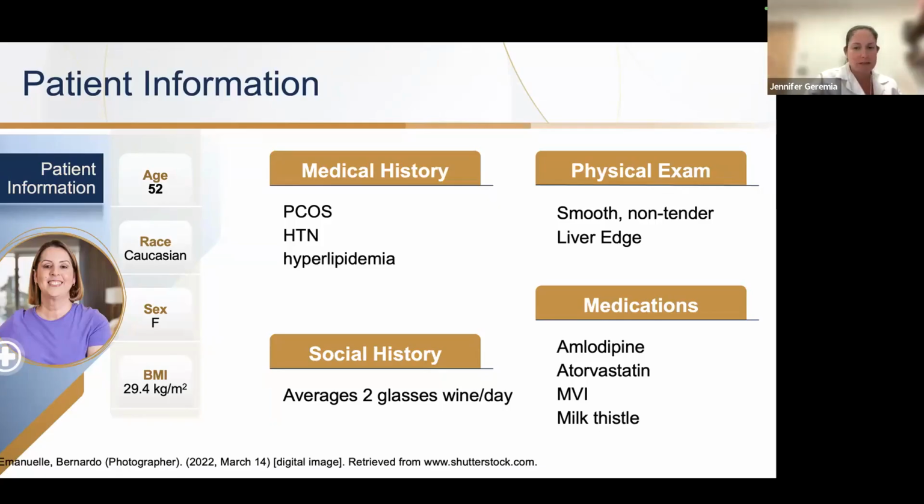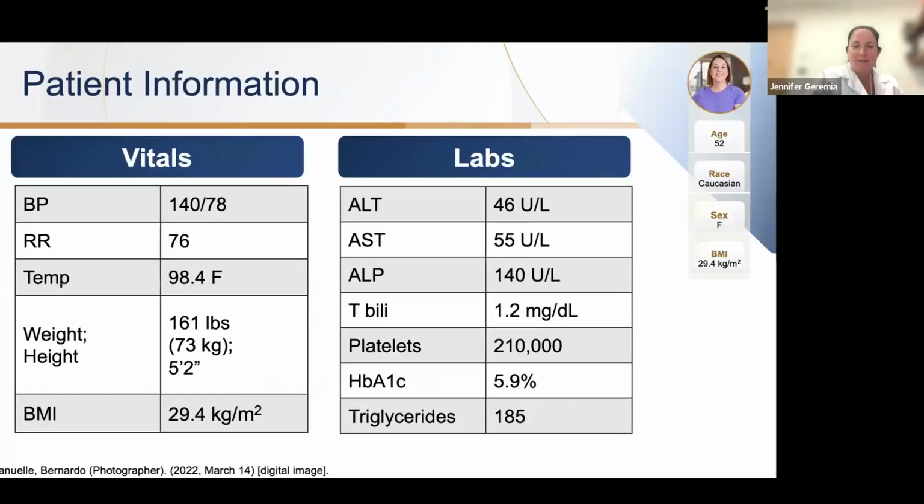Medications include antihypertensives, anti-lipidemics, a multivitamin, and milk thistle, which is advertised in every liver supplement or liver cleanse. Patients tend to gravitate to that OTC marketing. She has slightly high BP in the office, and her BMI is slightly in the overweight range, not quite yet obesity.